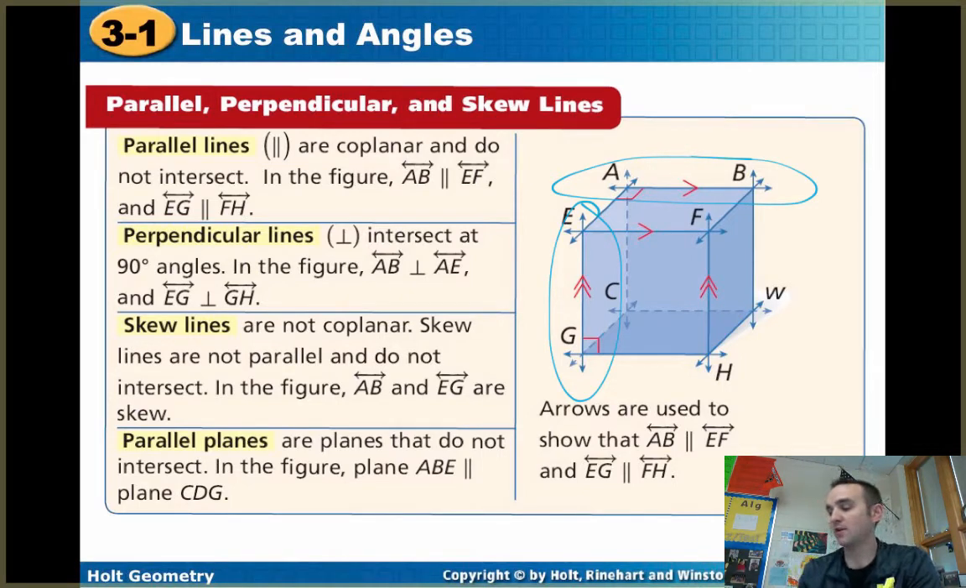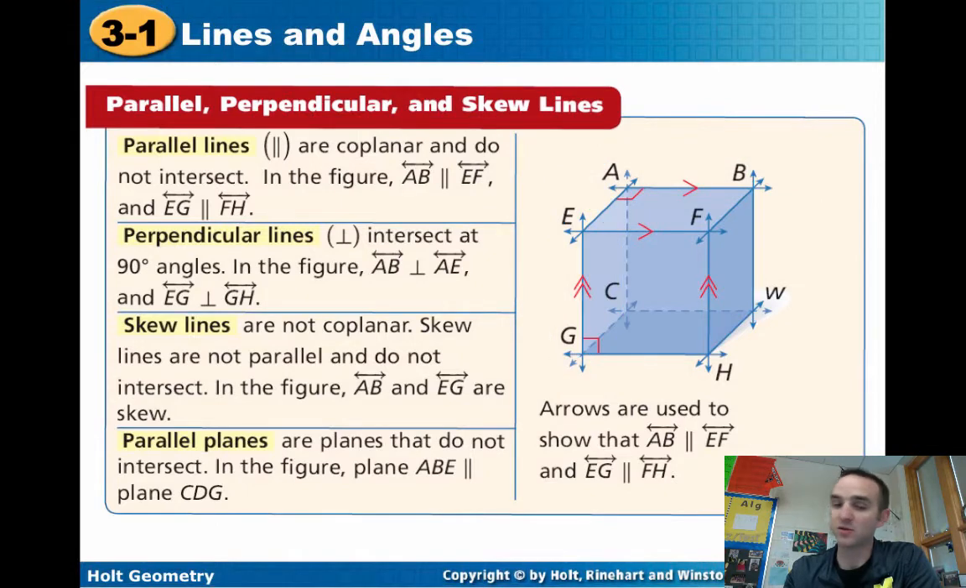What we got to be careful of is something like EG and BW in here. EG and BW, those are actually parallel. They're not located on the same plane that's drawn, but there is a plane that contains EG and BW. If we draw a plane through that entire figure, it would contain both those lines. So those are not skew, those are actually parallel. We've also got our parallel planes, which are simply planes that don't intersect. You can use that same parallel symbol.